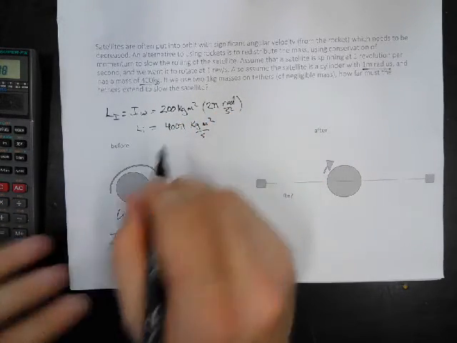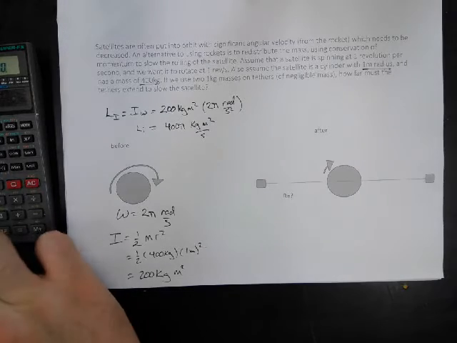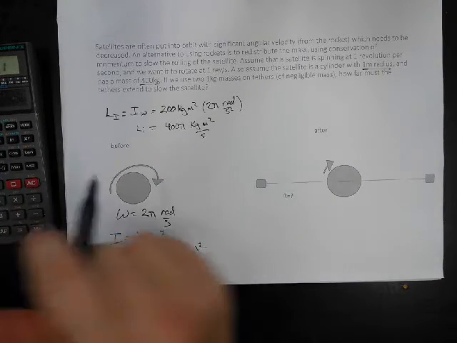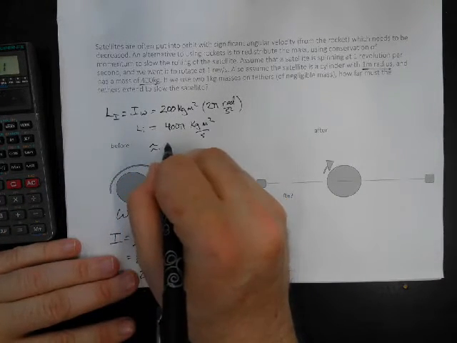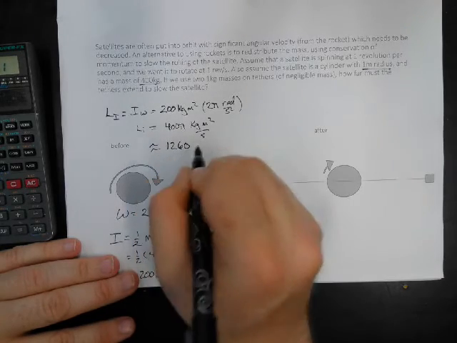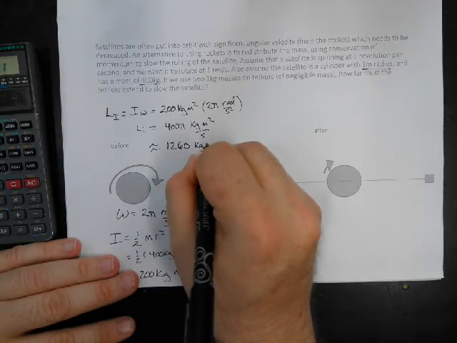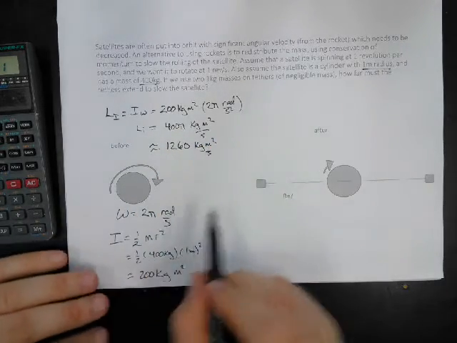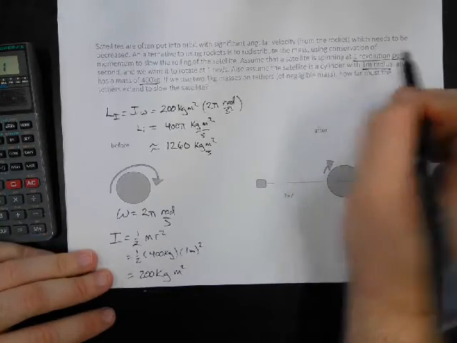And then you can take that pi and multiply it out. So 400 times pi is about 1260 kilogram meter squared per second. So that is the 1 revolution per second.